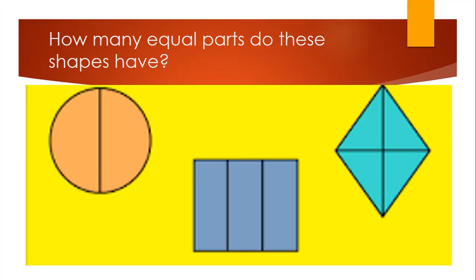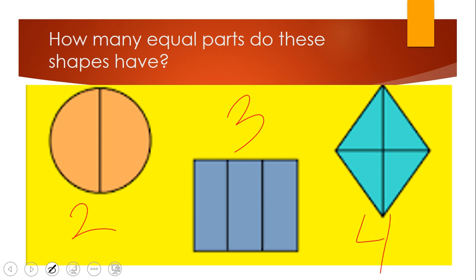Now, how many equal parts do these shapes have? So let's have a quick look. This one is cut into 2. This one is cut into 1, 2, 3. This one is cut into 4, all right?